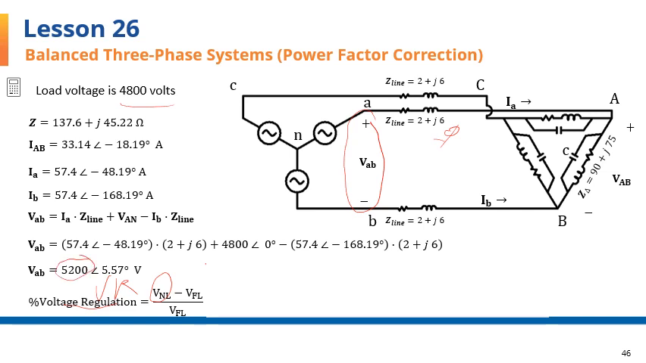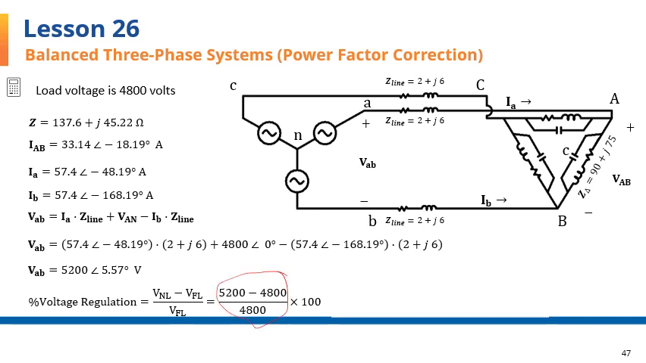We only use the magnitudes for this formula. And V at full load is what we were given, 4800. So we have what we need on the right-hand side, and substituting those, 5200 minus 4800 over 4800 times 100 to change it into a percentage, and that comes to 8.33% voltage regulation.